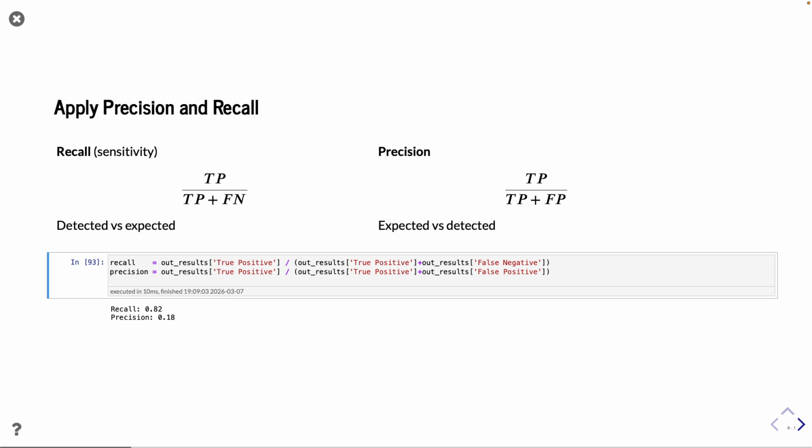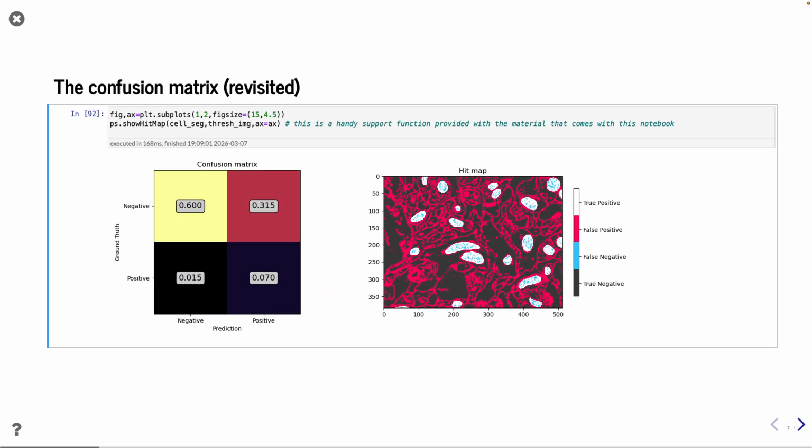And for our images, we had a recall of 82 and precision of 18. Ideally, we want to push these into ones. That would be the best case for both of them. So the recall is pretty good, but the precision is rather bad in this case. And that can also be seen if we go back here, that we have a very large amount of false positives, and that brings down this value.